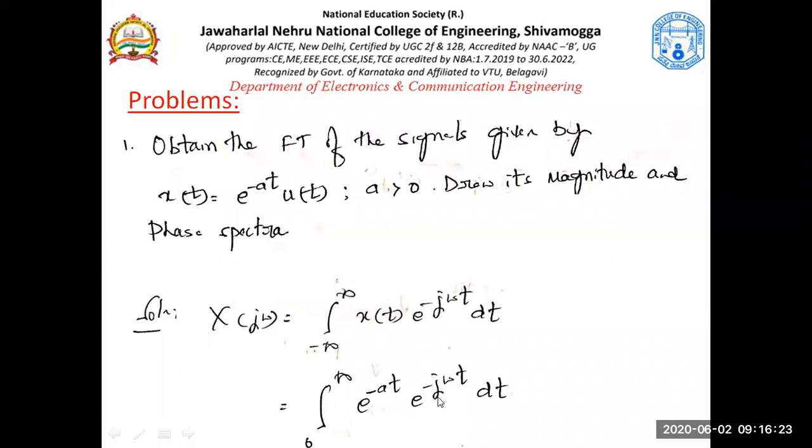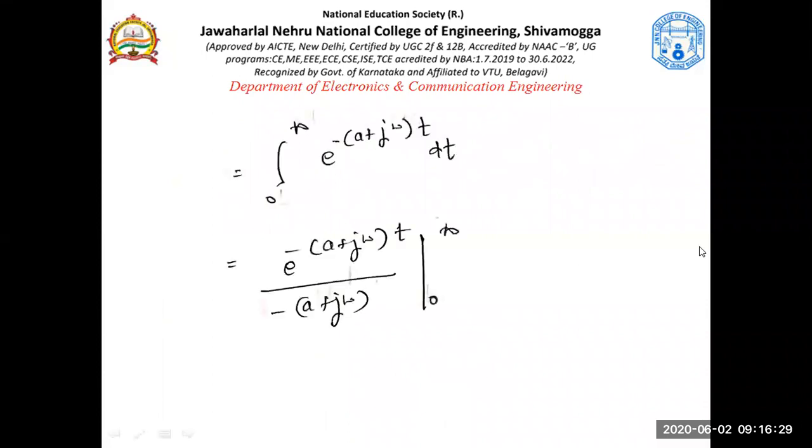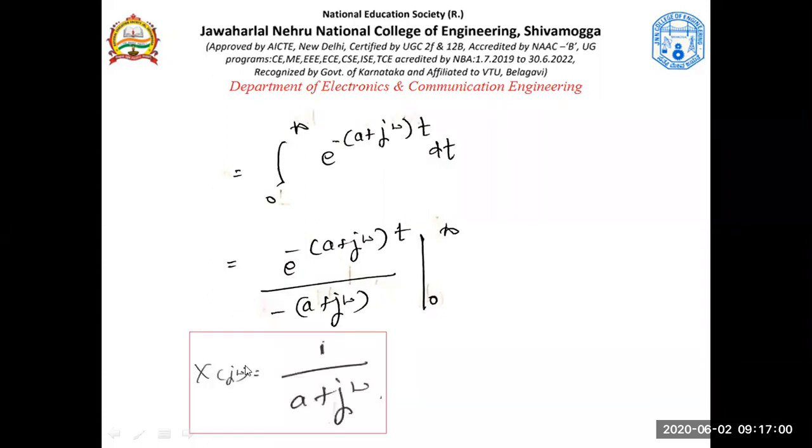There are again two exponentials which need to be clubbed. After this you just integrate, and the easiest integration is for exponentials. The integration of this would be the same exponential, and since it is being integrated with respect to time, the coefficient of time should come in the denominator, that is, minus a plus j omega should come in the denominator. Once you integrate, apply the limits of integration and you will find your spectrum, the spectrum of the continuous time signal.